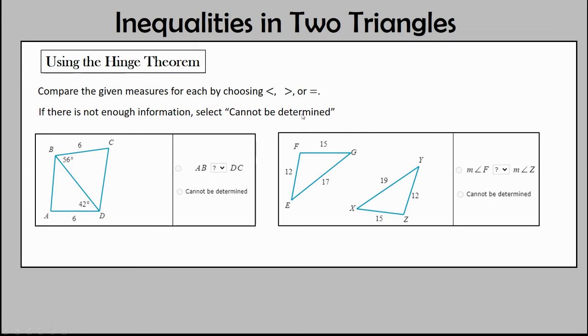All right, here are some of them. This one is just saying compare the given measures for each by choosing greater than, less than, or equal to. If there's not enough information, select cannot determine. So what we need to do is find the hinge in here.